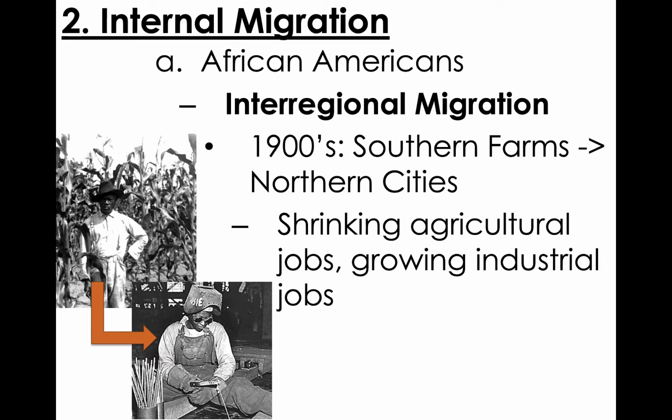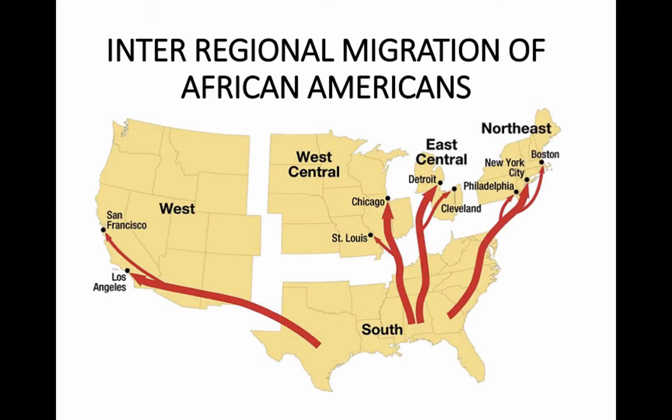We see shrinking agricultural jobs, fewer people working on farms, and an increase in industrial jobs, which are largely located in the cities, so people go to where the jobs are. The number one reason we migrate is economic opportunity, including jobs. From the south, they're going to go basically everywhere, but to some very particular spots.